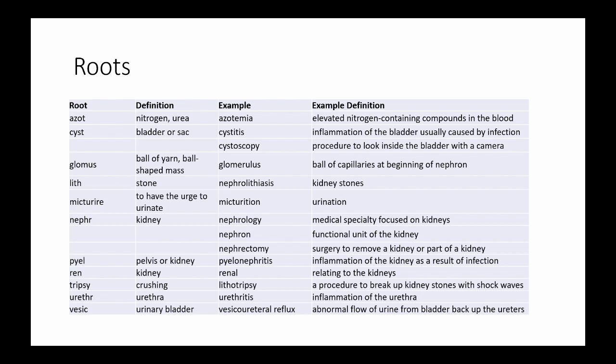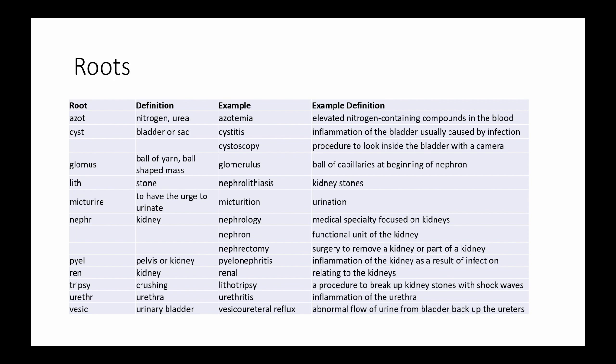Now we'll discuss additional roots. The root azot means nitrogen or urea and is the root of azotemia, a condition where there are elevated nitrogen-containing compounds in the blood. Cyst means bladder or sac. Cystitis is inflammation of the bladder, usually caused by an infection, while cystoscopy is a procedure to look inside the bladder with a camera. Glomus means ball of yarn or ball-shaped mass. This is the root of glomerulus, which is the ball of capillaries at the beginning of the nephron that we saw in an earlier slide.